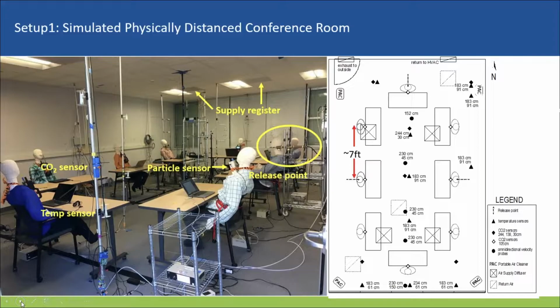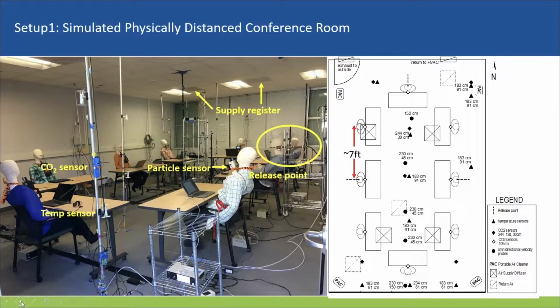So we have two setups in our experiment. The first setup is a simulated physically distanced conference room. Our experiment was conducted in FlexLab, which is an integrated building technology testbed that we can configure and instrument to study how the overhead HVAC system affects the airflows and the contaminants. We set up this experiment in one of the cells of FlexLab, which is a 30 by 20 by 9 feet room.